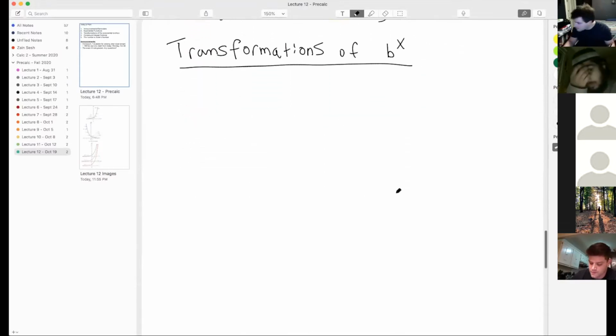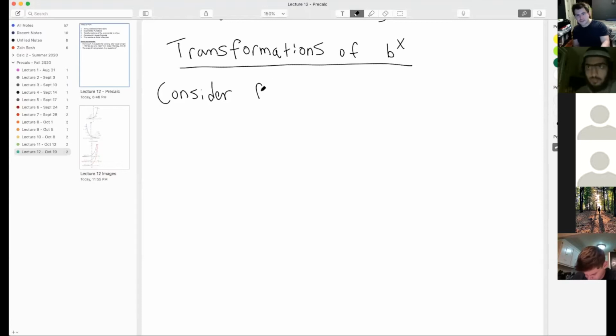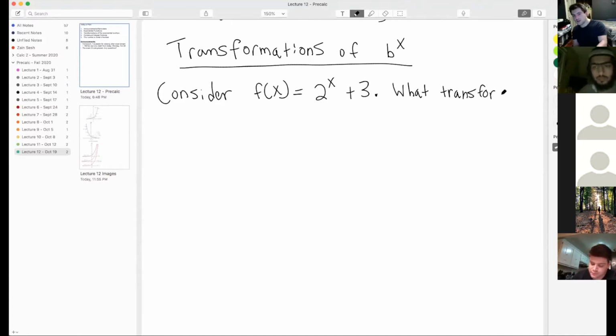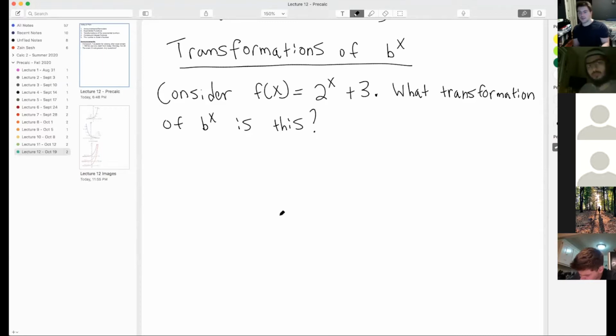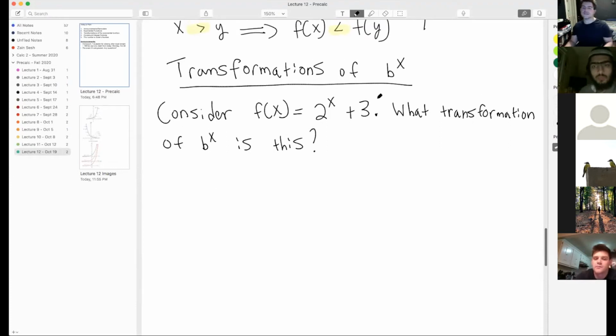Okay, so what do I have here? Good. So I actually have a question for you guys. Firstly, let's consider this function. f of x is equal to 2 to the x plus 3. And my question to you guys is what transformation of b to the x is this? Like graphically or geometrically, what was done to b to the x to get this guy?